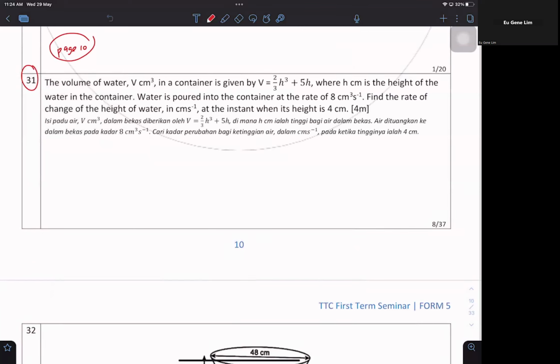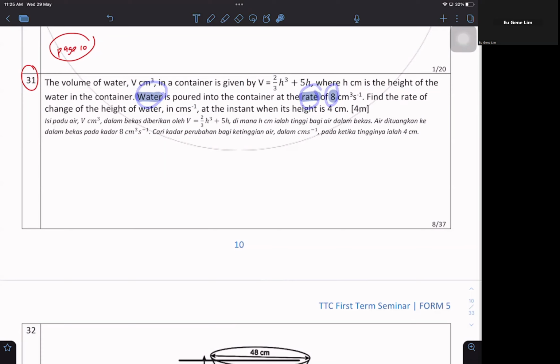The volume of the water is given by this. H is the height. Okay, we know that. Now here comes the thing. Water is poured into the container at the rate of 8. What does this question mean? Water is poured into the container at the rate of 8. Keyword water, rate 8.